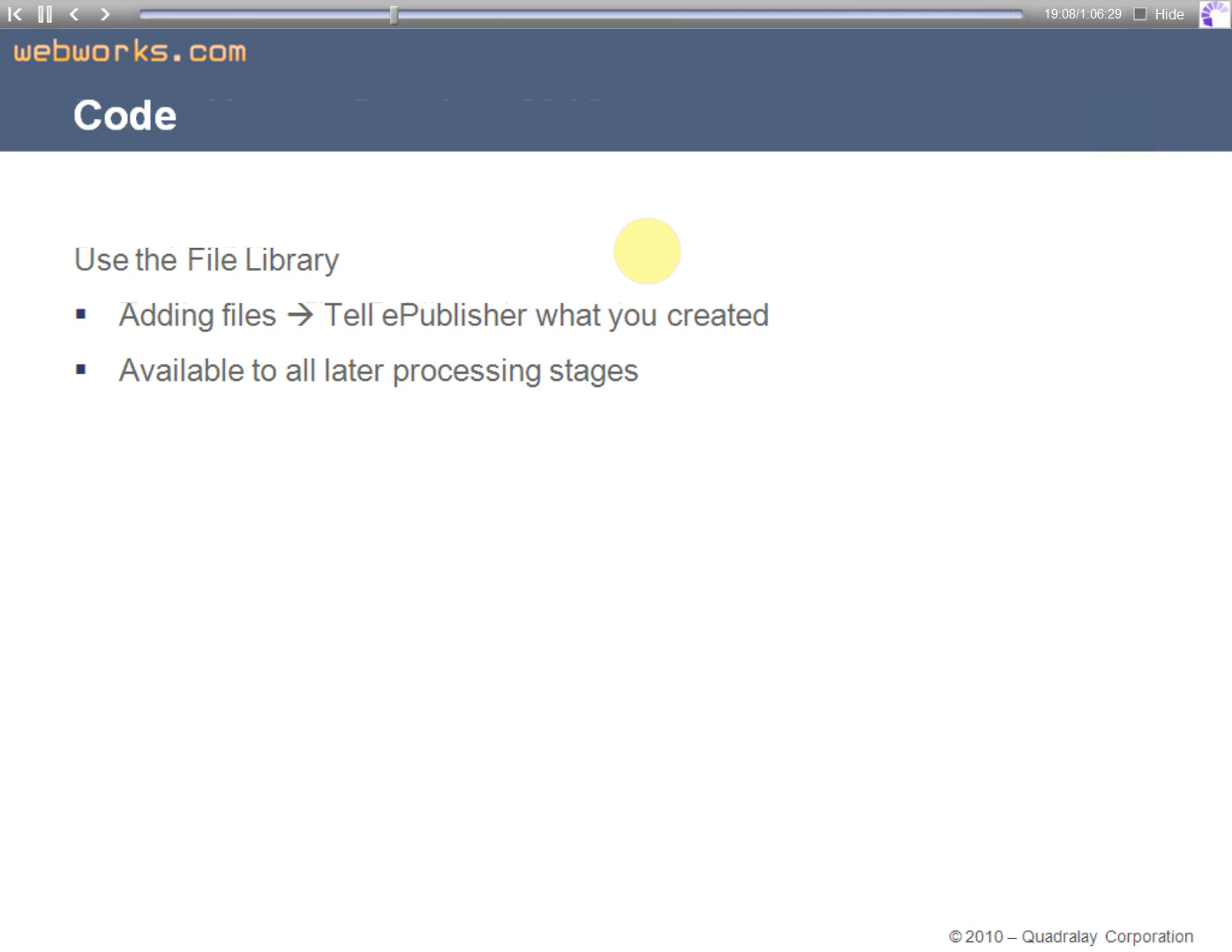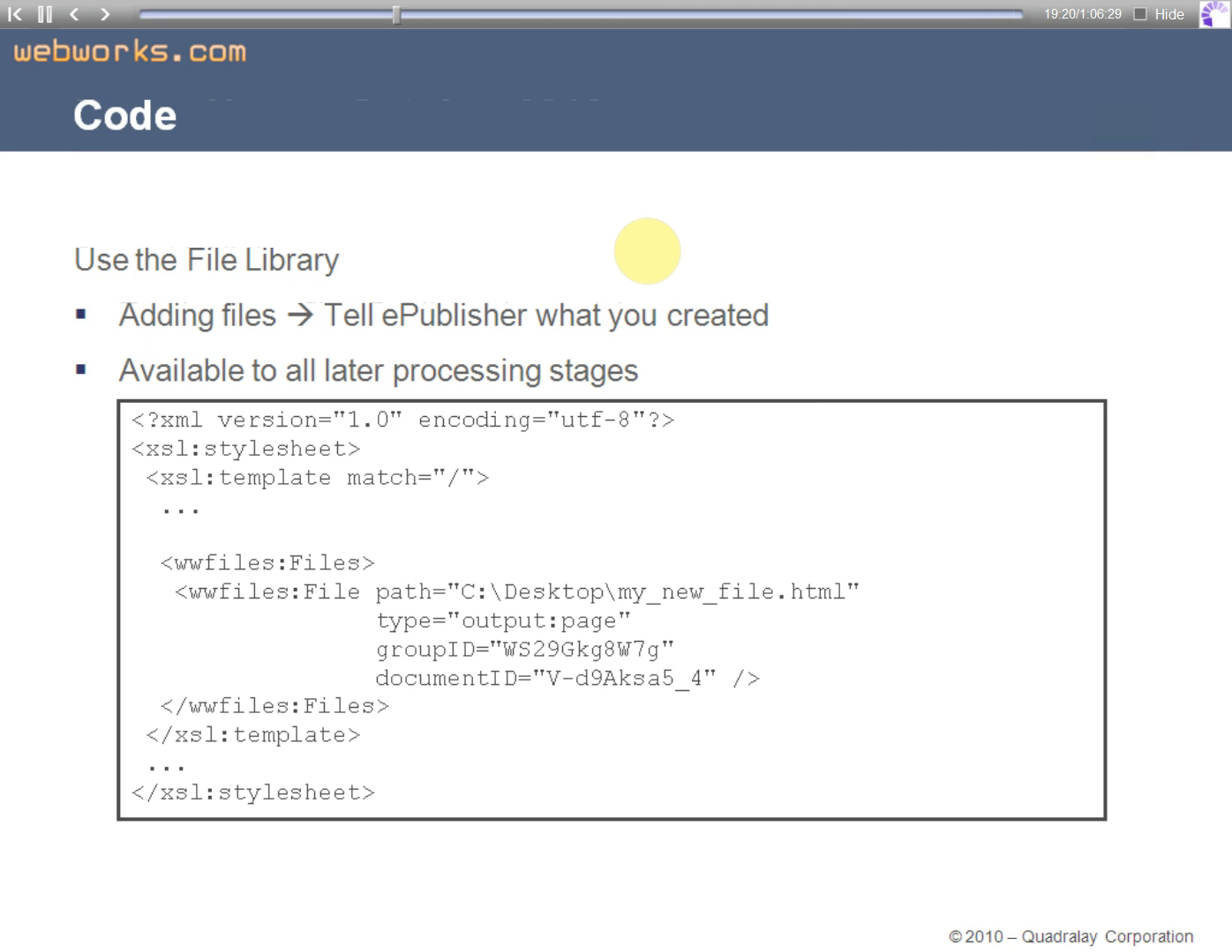Okay, so the next part is, again, once we've found some files to process and we've worked with them, how do we add files to this library? Again, it's fairly simple. In our style sheet, we're just going to identify and say, hey, here are the files I generated. We'll give them types. We'll give them a path. And this will let ePublisher know, okay, got it. I know about this file. And if anyone wants this file later on and wants to do additional processing on it, they can ask me for it, and I'll be happy to tell them the answer.